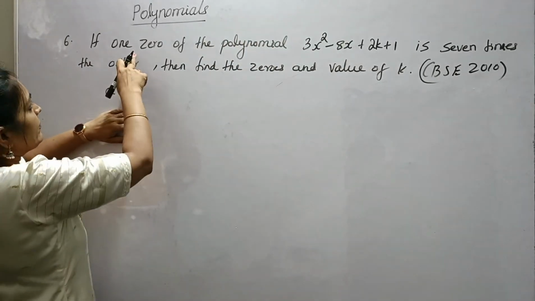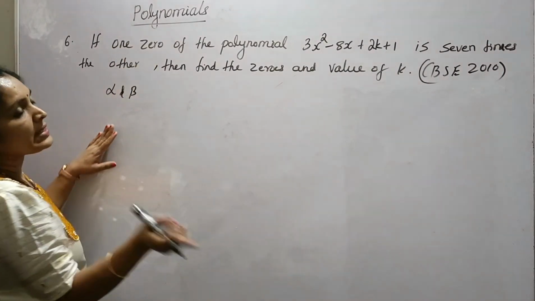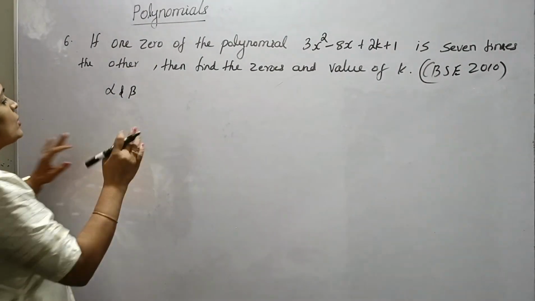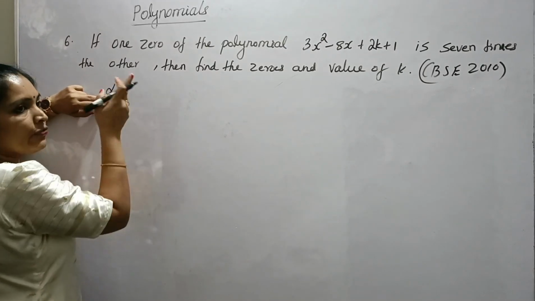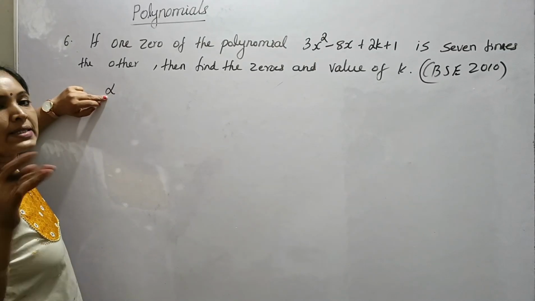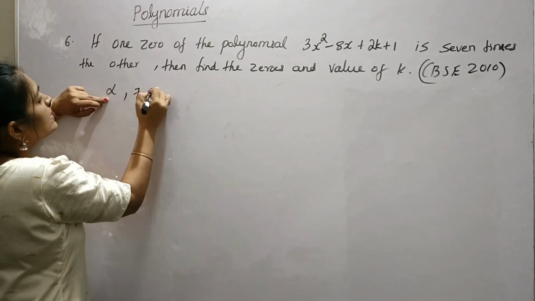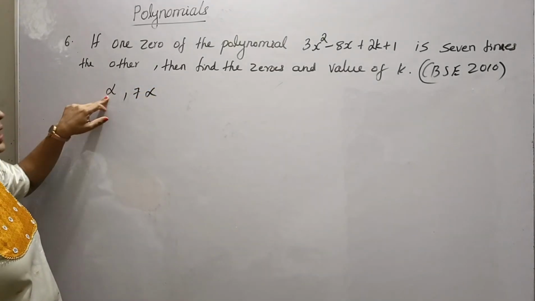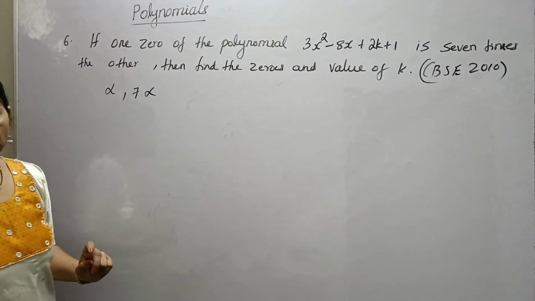It is given that one zero is 7 times the other. So let's take one zero as alpha. If alpha is one zero, then the other zero is 7 times alpha, that is, alpha and 7 alpha. So alpha and 7 alpha are the zeros of this polynomial.